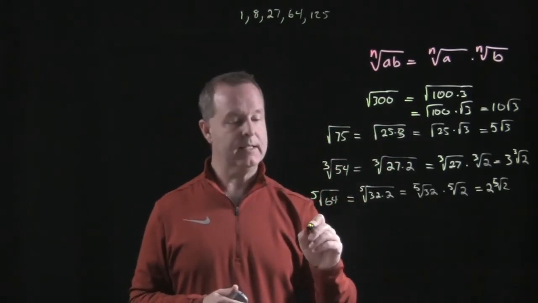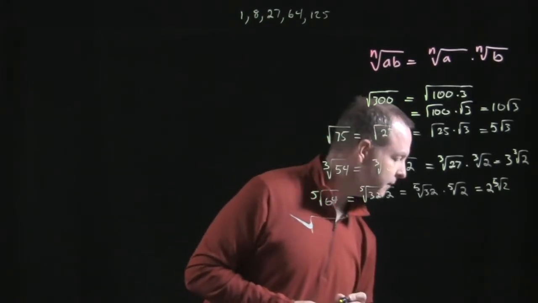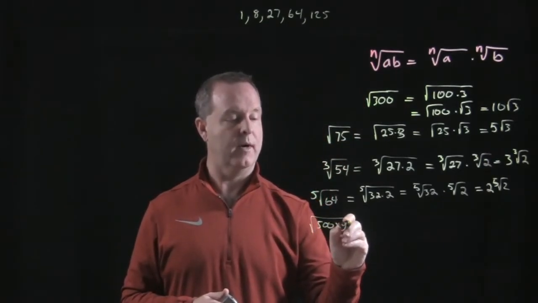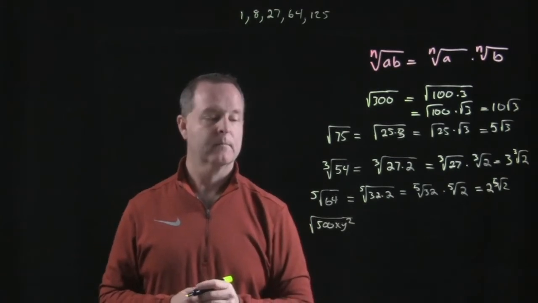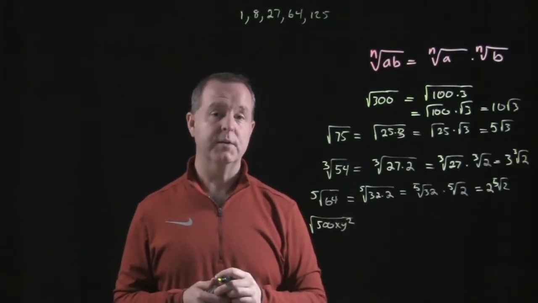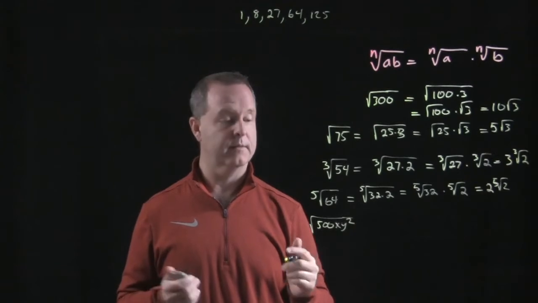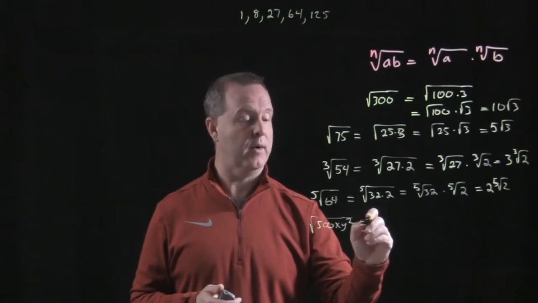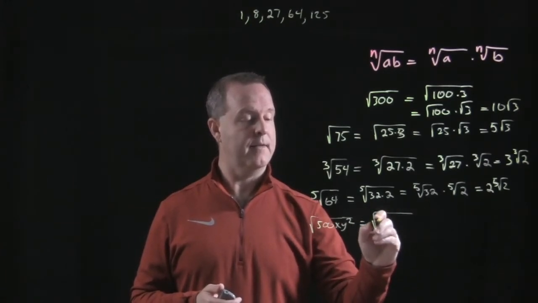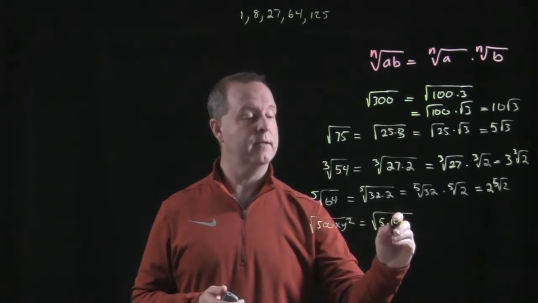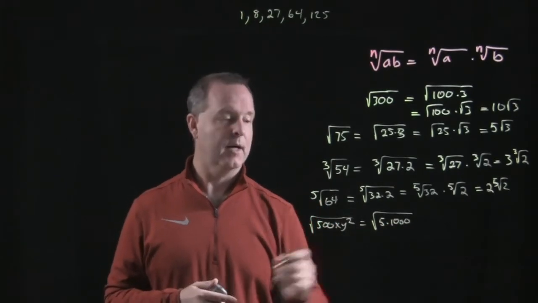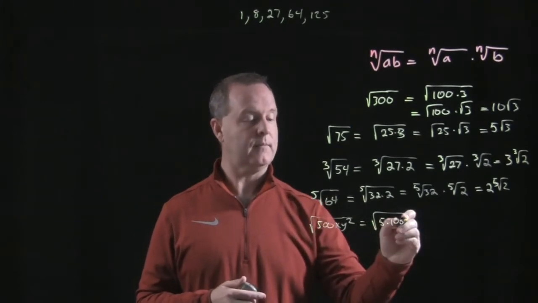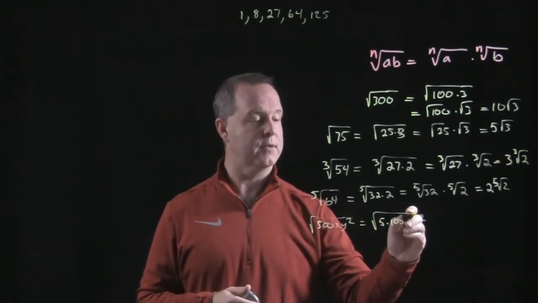Last example, let's look at the square root of 500xy squared. First of all, I want to break them all down into their perfect factors if there are any perfect squares. So I'm going to rewrite this. 500 I know has a factor that's a perfect square. That would be 5 times 100. 100 is a perfect square. Then I have the x and the y squared.